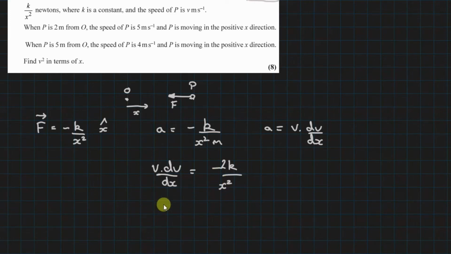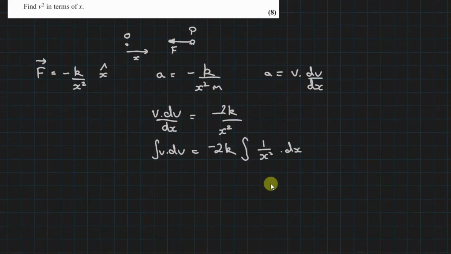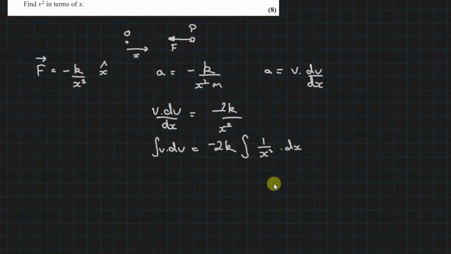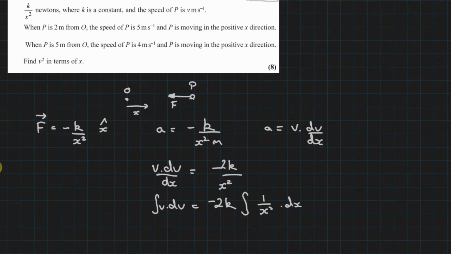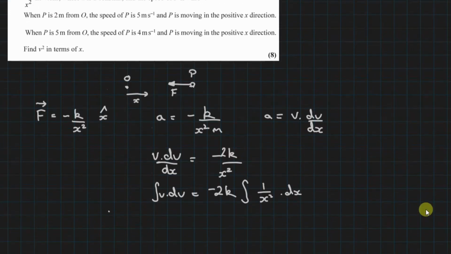Rearrange our components. So we've now got the integral of v with respect to v is equal to minus 2k times the integral of 1 over x squared with respect to x. I know some people just transfer the v and x. Personally, I think that's bad practice because the dv and dx are infinitesimally small, so they only have meaning when they're either being divided or being summed.